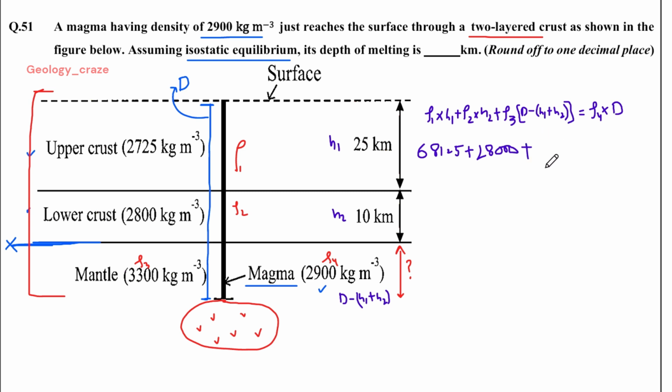So if we add these two heights, how much will it come? It will come to near about 35. So 35 minus d, into this density, which is 3300, is equal to 2900 into d.